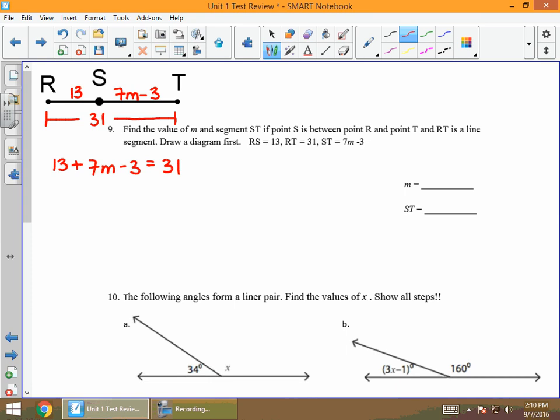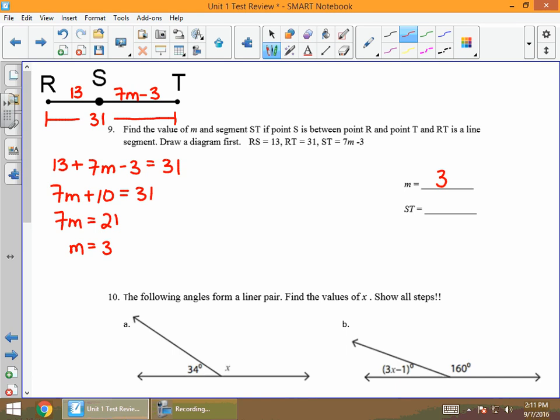So let's do a little combining like terms. That's 7m, 13 minus 3 is 10. Subtract 10 on both sides. So 7m is 21. Divide by 7, and you'll see that m is 3. So that's m. m is 3.